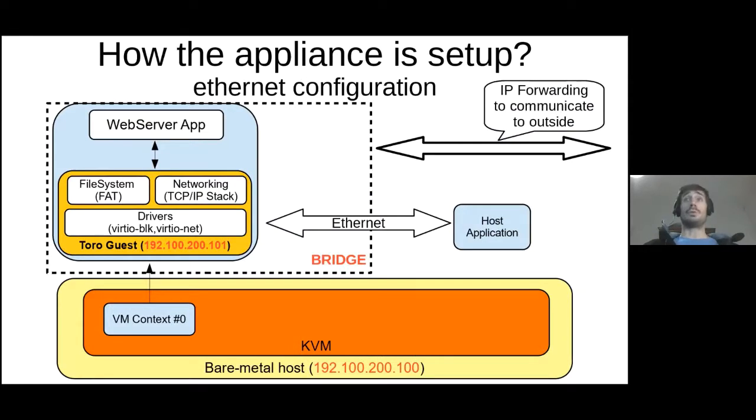And finally, to provide networking for the VM, we need to set up, for example, the IP of the VM, but also the IP of the host. In addition, to expose the VM to the internet, we have to set up some sort of IP forwarding, for example.